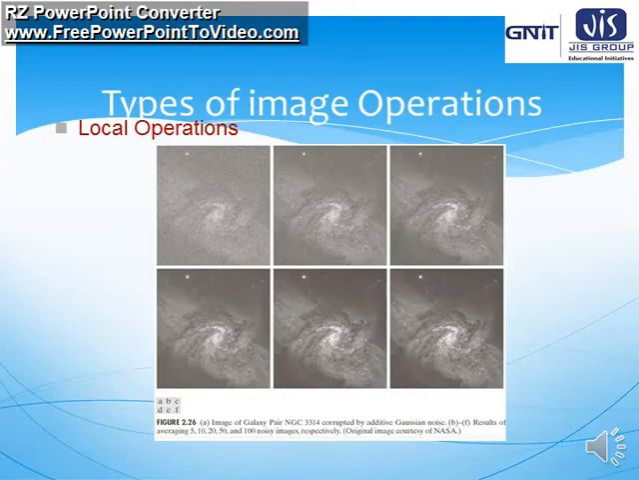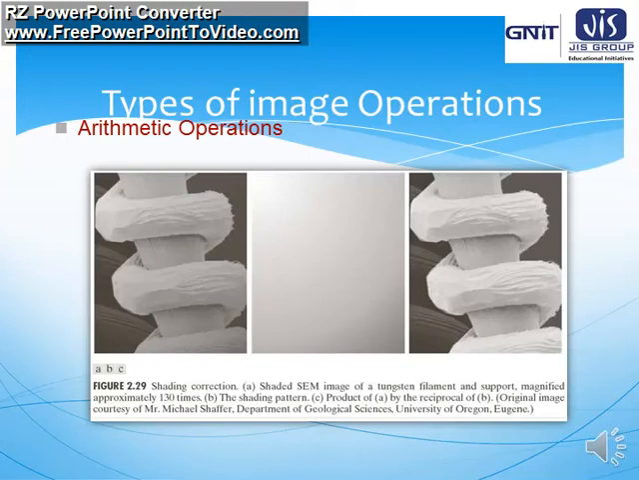Other examples we can see here use some images of a galaxy. These images are different types of noisy images, and the levels of noise are different. From there we can see the first image has much more noise, whereas the last image has almost no noise. So we can also remove different types of noise effects using these local operations. Also, lots of arithmetic operations can be done.